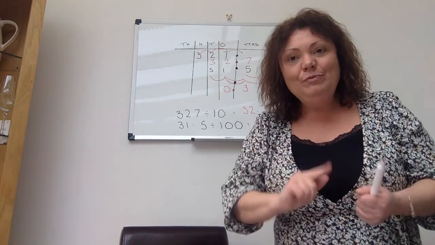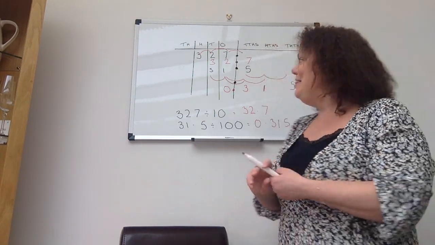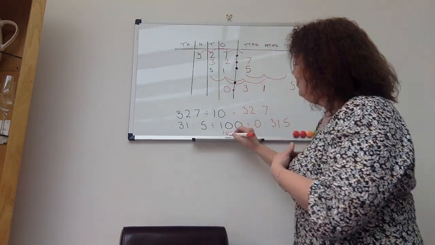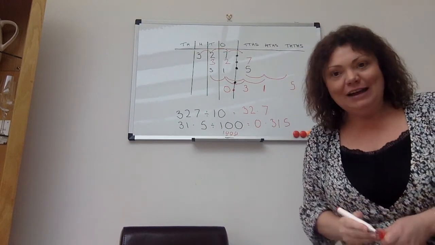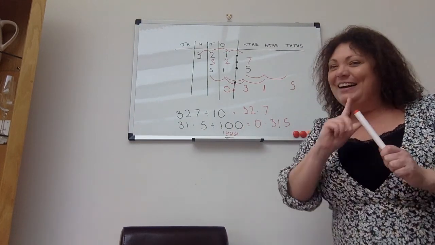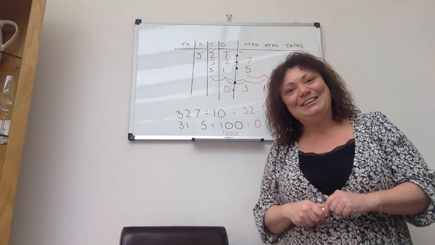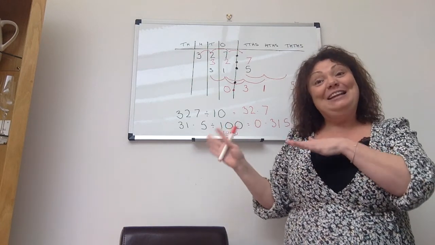Now, what if we were dividing by 1,000? How many places would that be? So if I write 1,000 there, we have got 3 zeros. 1, 2, 3. So how many places to the right do you think that might be? I think you know. So it would go 3 places to the right. So hopefully you won't have any trouble doing that today.